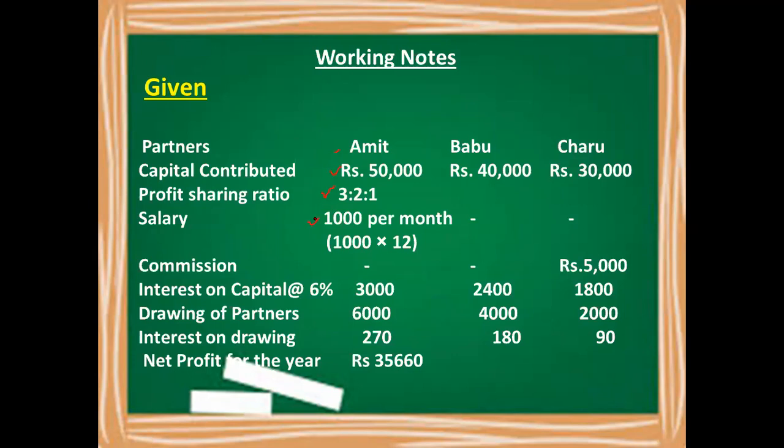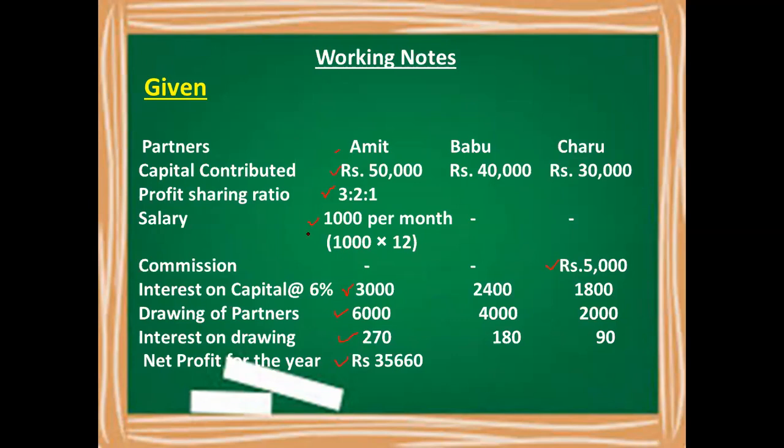So we'll multiply it by 12 to calculate the total annual salary. Commission is paid to only one partner, that is Charu. Interest on capital is given as 6%, that we have calculated: 6% of 50,000, 6% of 40,000, and 6% of 30,000. Then drawings of partners are given to us, and interest on drawing amount is given to us in the question, and total profit is also given.